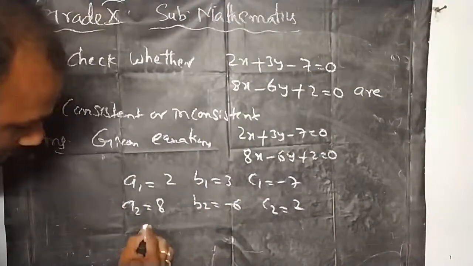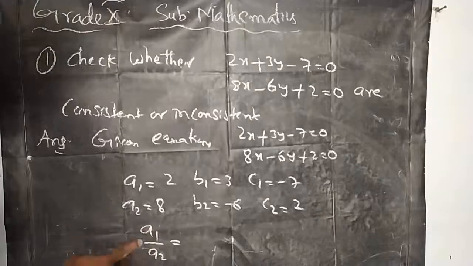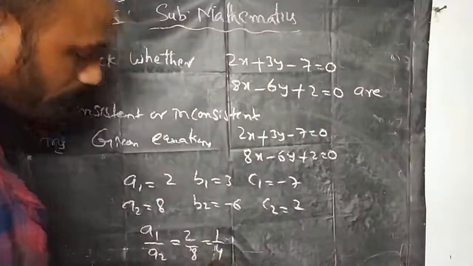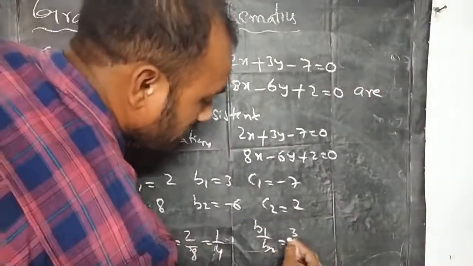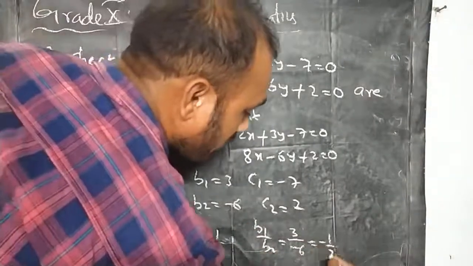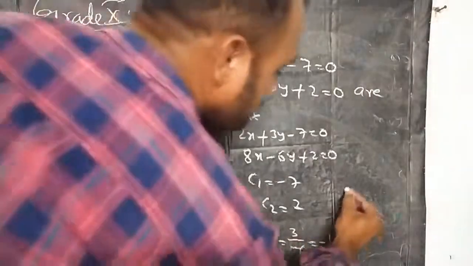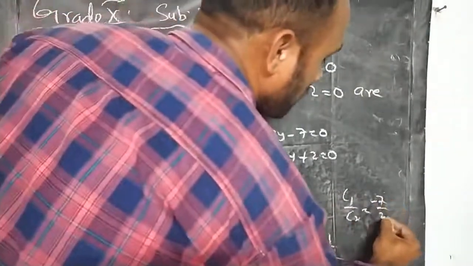Now first let me write the A1 by A2 answer separately. A1 by A2 will be 2 by 8, which is 1 by 4. Next, B1 by B2 is 3 by minus 6, which is minus 1 by 2. And C1 by C2 is minus 7 by 2, which we cannot cancel.